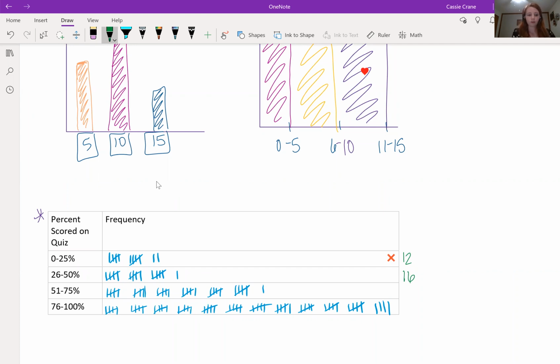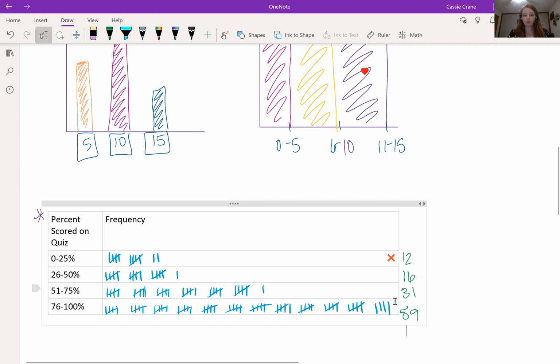And then my next interval was 51 to 75%. So if I count that, 5, 10, 15, 20, 25, 30, 31 people scored between 51 and 75%. And then my last one, 76 to 100: 5, 10, 15, 20, 25, 30, 35, 40, 45, 50, 55, plus 4, which would be 59. So we had a lot of people score between 76 and 100%, which is great.